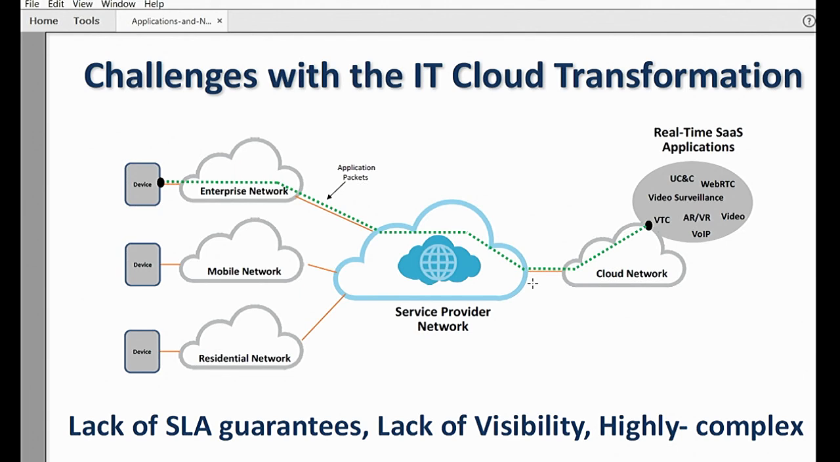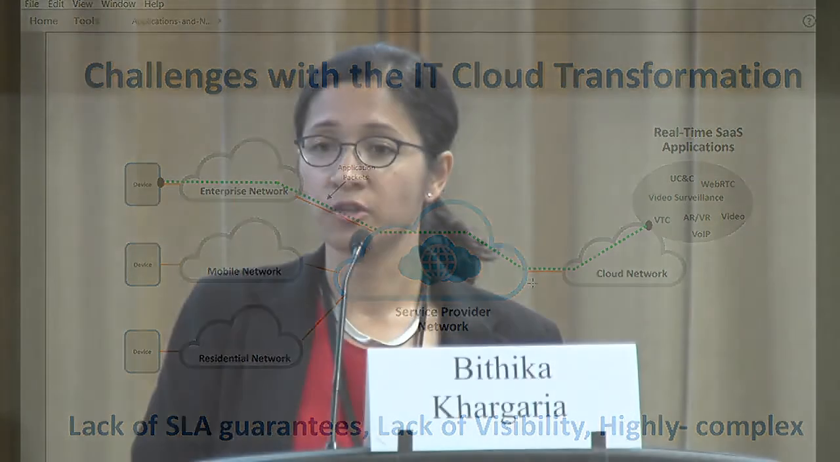But in this case, the minute the packet leaves the enterprise network and goes over those clouds of disconnected service provider domains, it's a black hole. Nobody knows what happens to the packet, why they are not getting good performance, or even if they're actually using all of what they're paying for in terms of connectivity. Many times it's over provisioned.